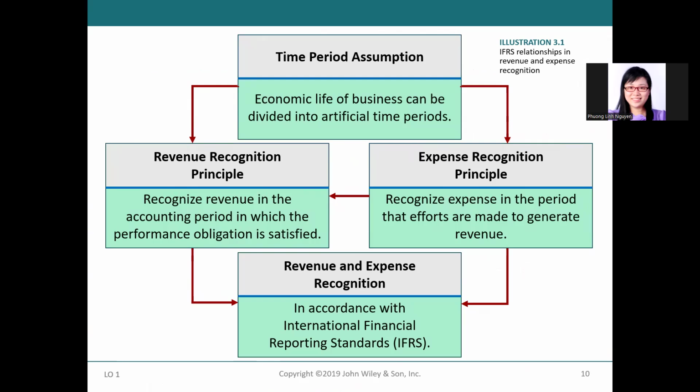So remember, we have the time period assumption, that the accountants divide the economic life of business into monthly, quarterly, or yearly. And remember the revenue recognition principle. We recognize revenues when we already perform the service to the customer, when we already sell the products. We recognize expenses when we already use the expenses in order to generate revenues. And this is in accordance with the IFRS.